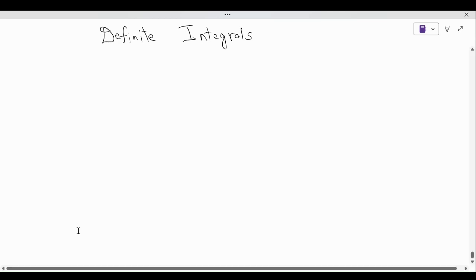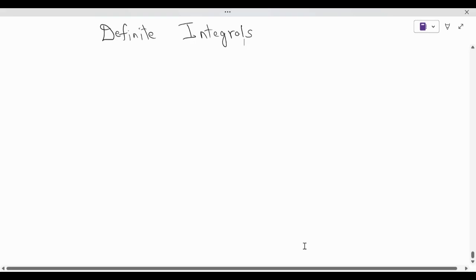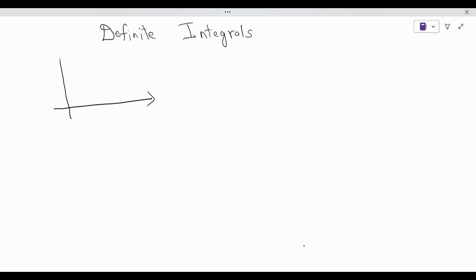Hello. In today's class, we'll be seeing what is meant by a definite integral. So first, let's have a curve. This is the x direction, and this is y is equal to f of x. Now let's have an area under the curve like this.